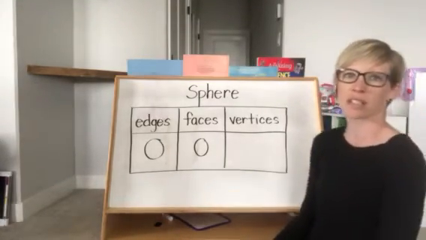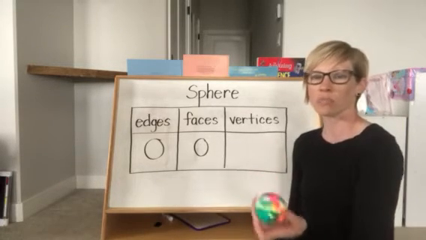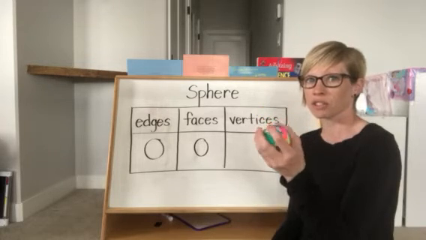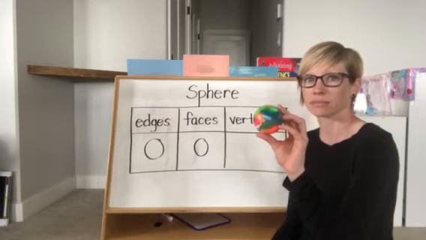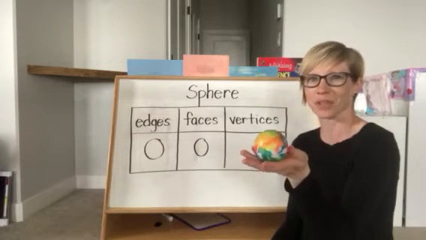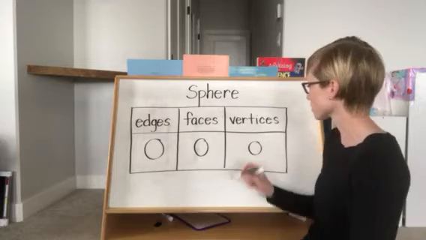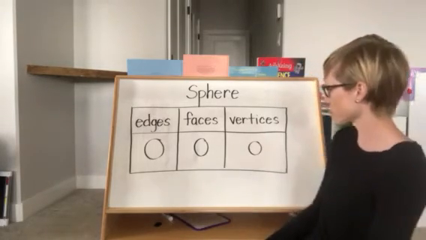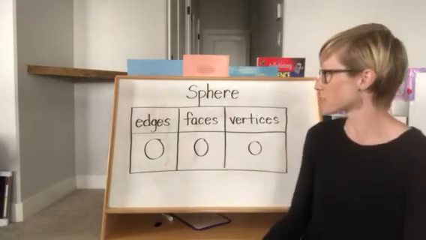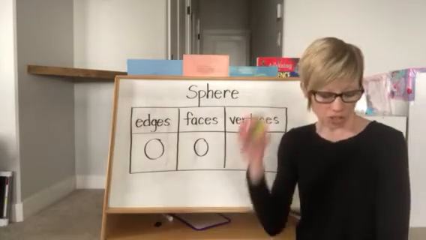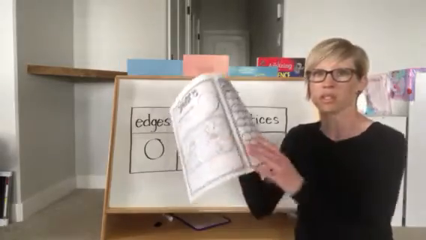Then vertices is the same thing. Just a reminder, it's the same thing as a corner, so any point. Do you see or feel any point or corner on a sphere? Nope, you don't. There are 0 vertices on a sphere. Well, that 0 is way smaller than the other ones, but that's okay. So if you fill in your chart, it's as simple as 0 edges, 0 faces, 0 vertices on this shape. And then it wants you to color all the spheres underneath that.